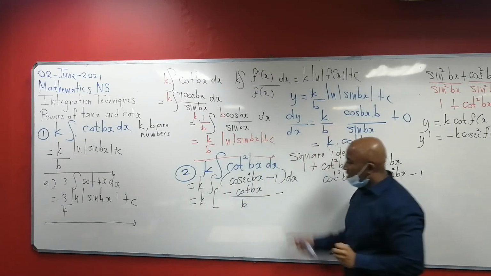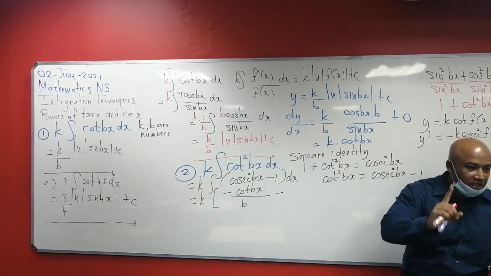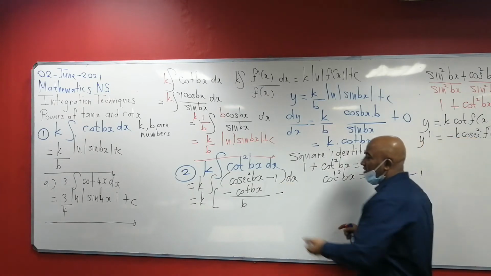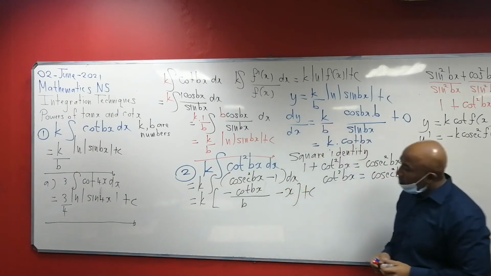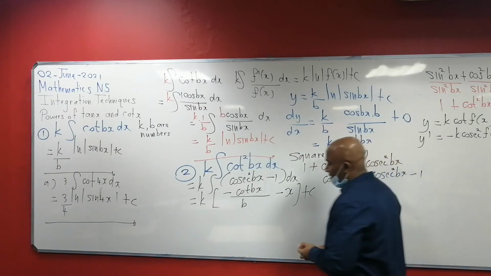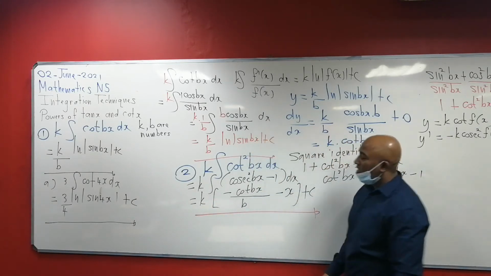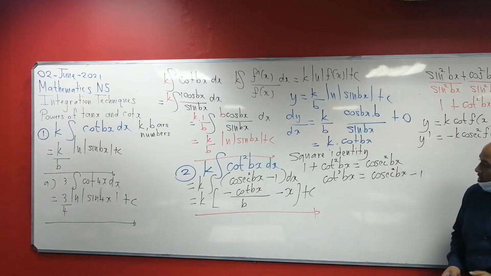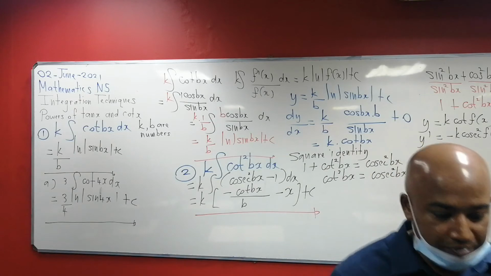And then obviously this is 1. Integrating 1 means, what did you differentiate that gave you 1? It was x. Plus c, and you're done. That's how we deal with cot squares. You can remove the brackets if you want to, it's unnecessary. So let's copy this down and we can deal with cot to the power 3.